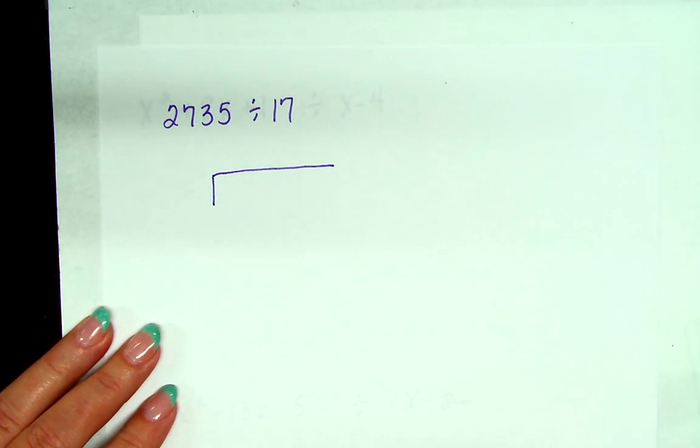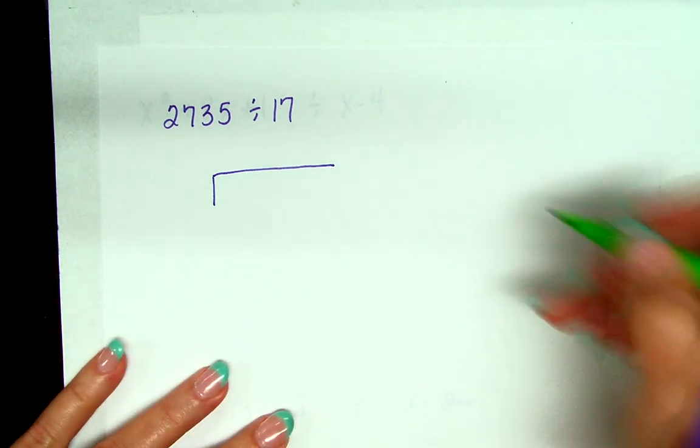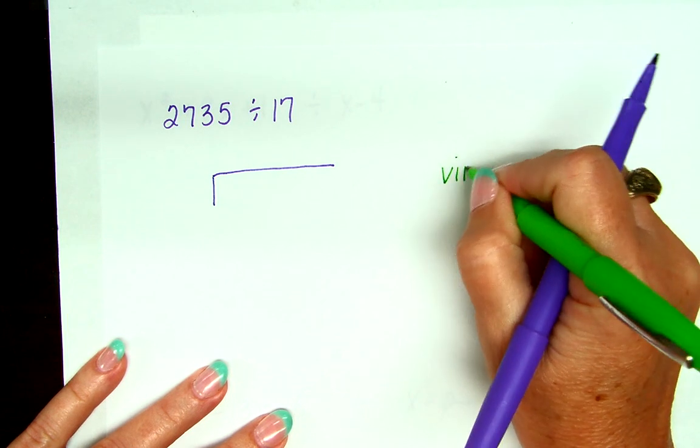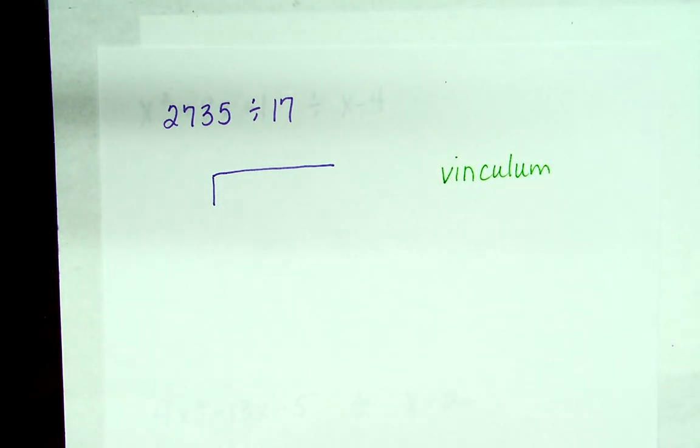Do you know what this is called? Did you even know it had a name? I didn't until a couple of years ago. And someone asked me, does that have a name? And I was like, I don't know, let's search it up. And we searched it up and we found it had a name. It's called a vinculum. That's a dumb name. I know it is. I didn't make it up.